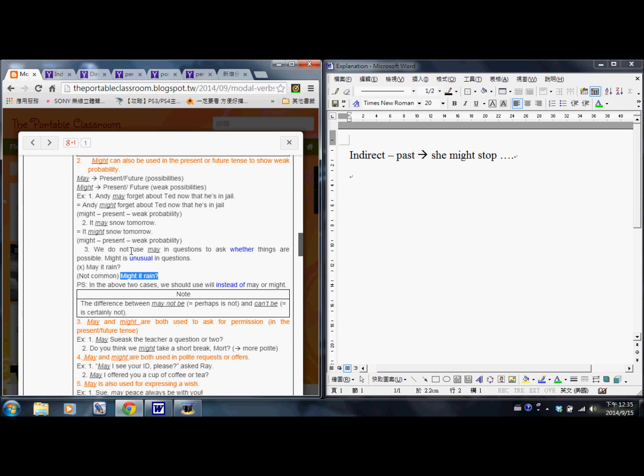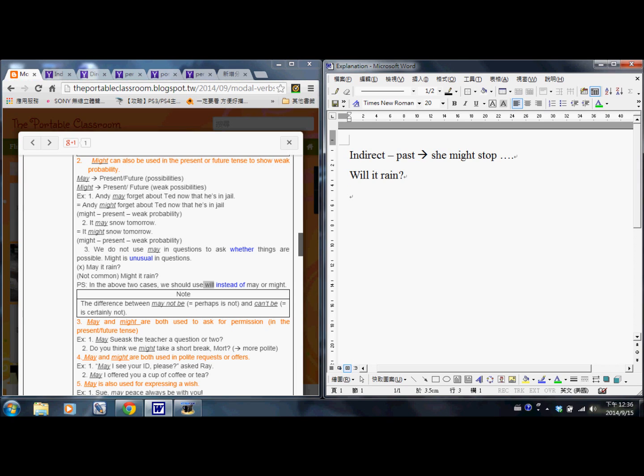Let's look at example number 3. Here it says, we do not use may in questions to ask whether things are possible. Might is unusual in questions. So we do not use may to ask questions like, may it rain, to ask for future possibilities. We do not use might to ask for future possibility as well. It's not common. So for these two cases, it's wise to use will. So for the first one, instead of saying may it rain, it's wrong. Grammatically, we say will it rain.